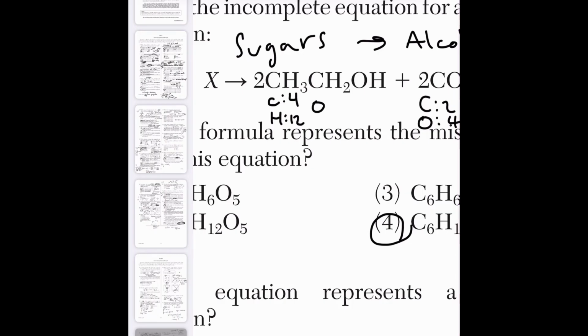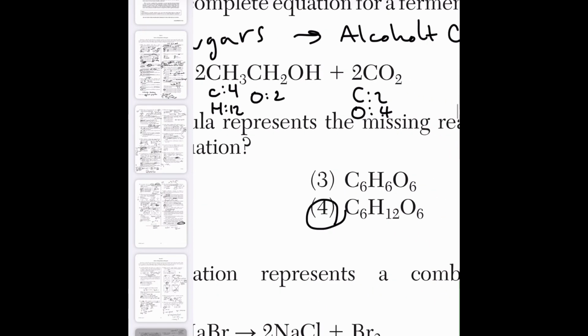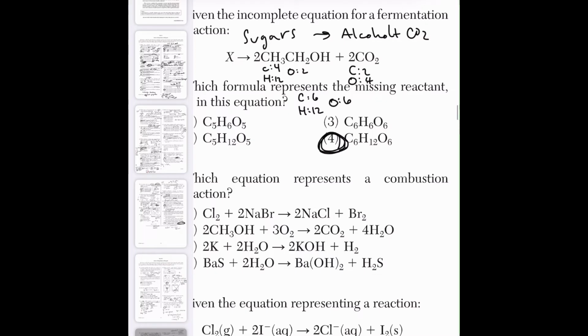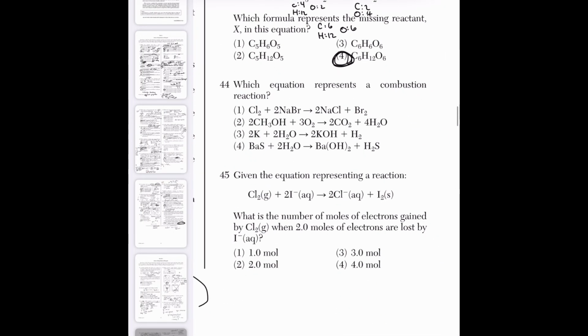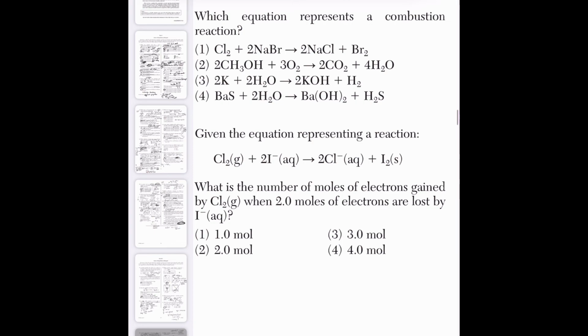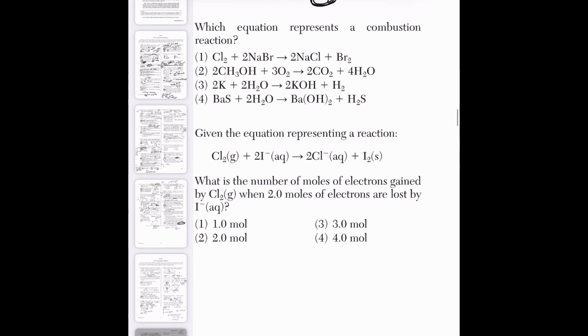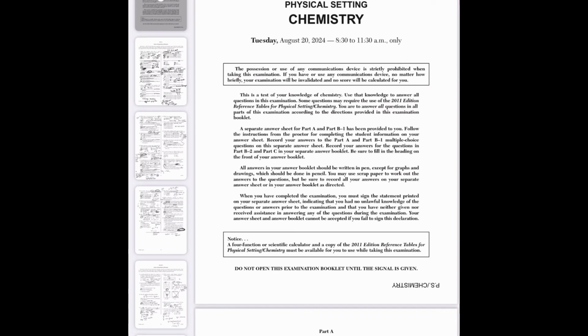And 1 O in 1, 2 O's in 2. So you can add these all up and see 6, 12, 6. So this is a longer way to do it, but if you know this, it's pretty simple.